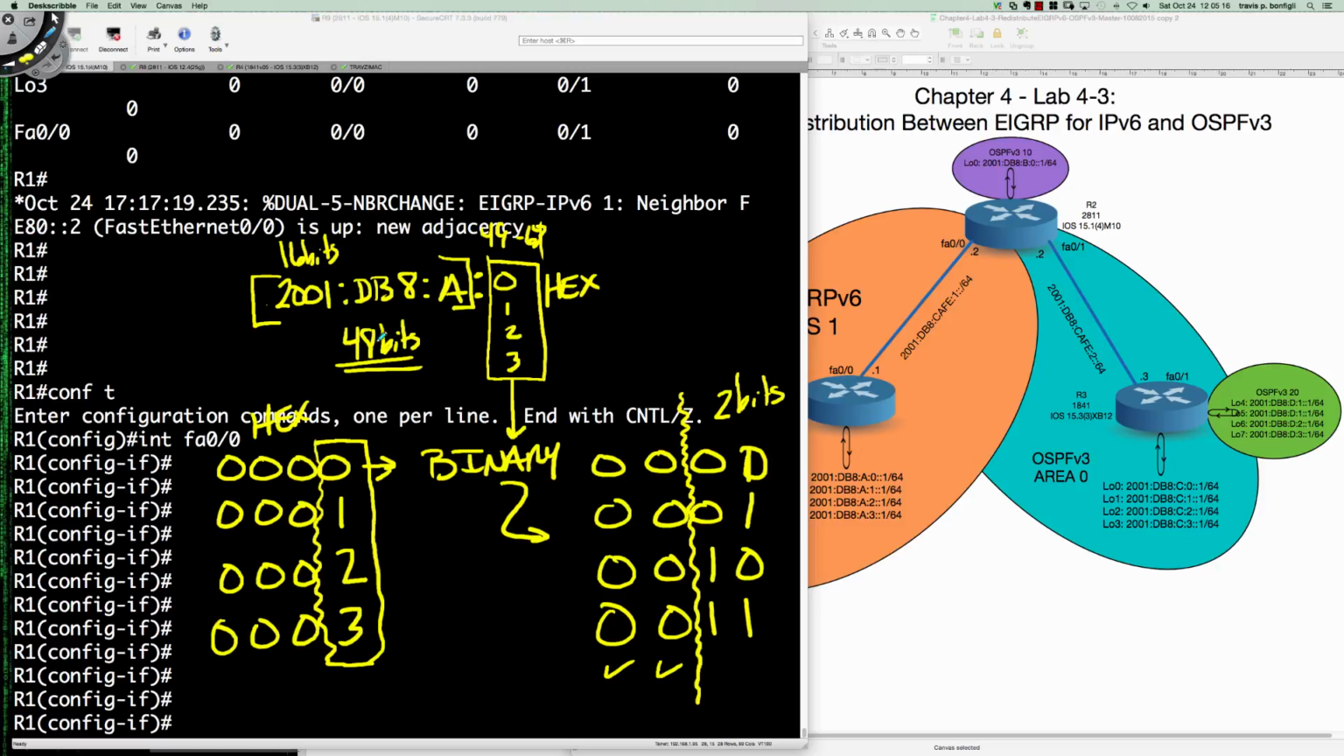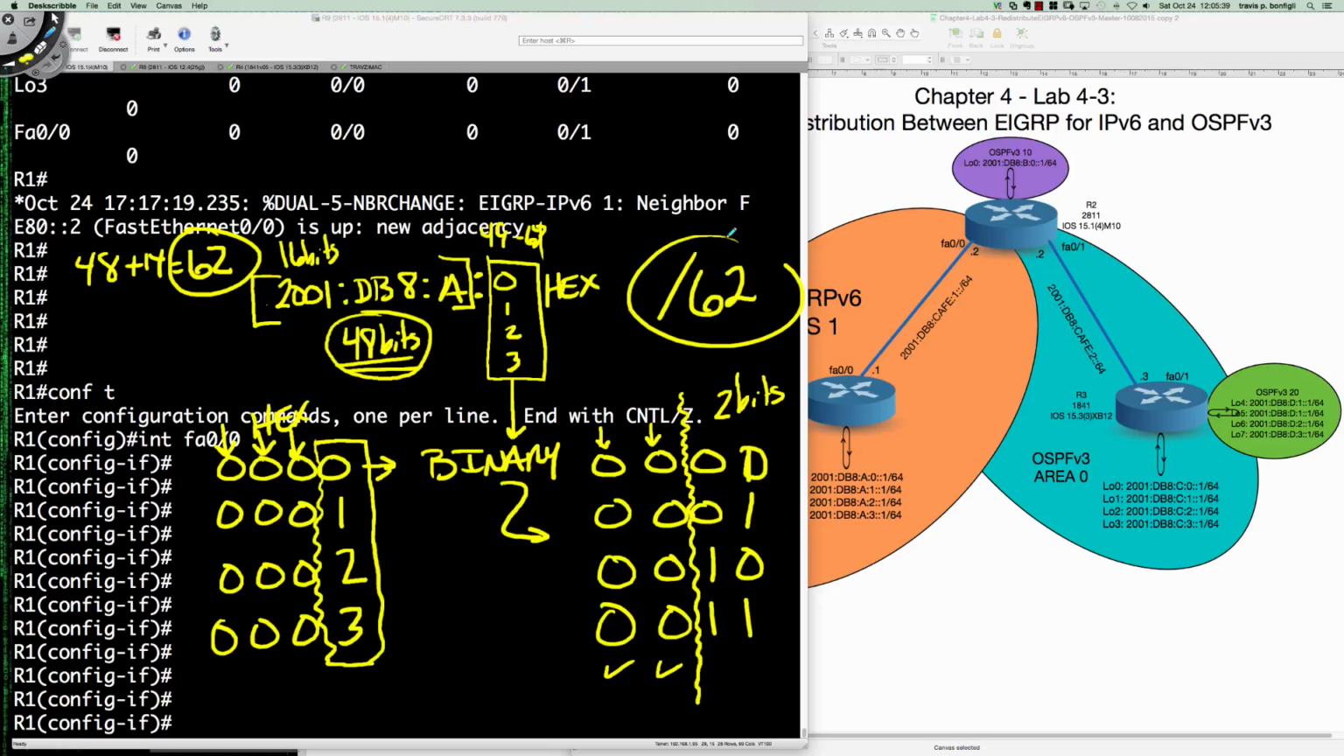So 48 bits here match. We come in here, we've got 4 more that match, 8, 12, 13, 14. So 48 plus 14 is 62. So we know that we're going to be dealing with a /62. Now the question is, what is that going to look like?